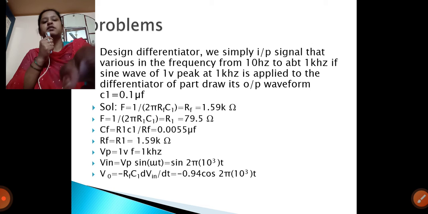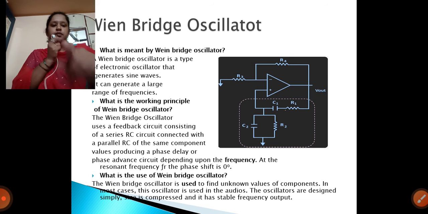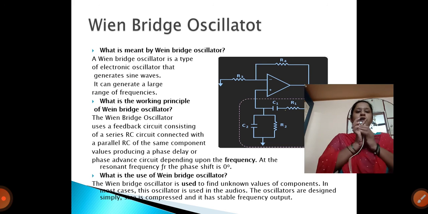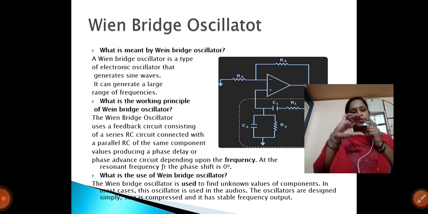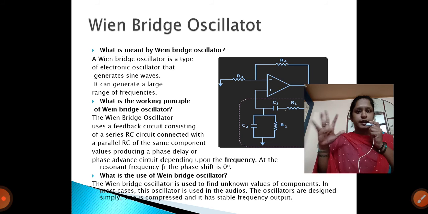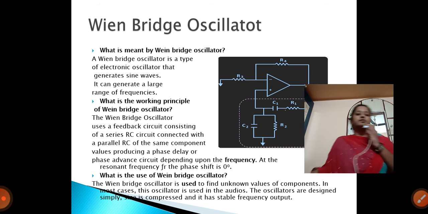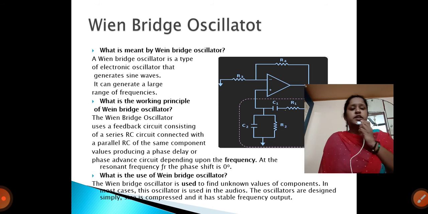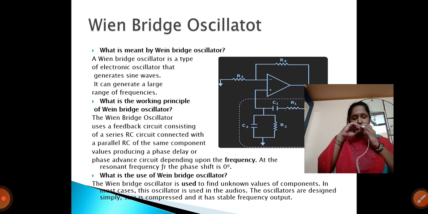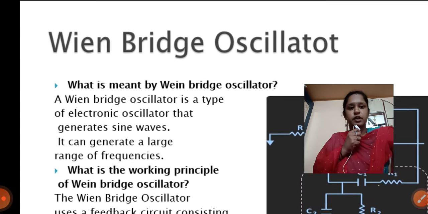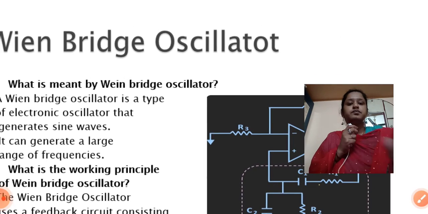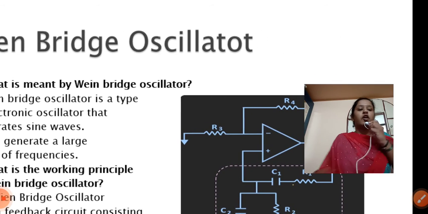Next is the Wien bridge oscillator. Wien is the name of the scientist. It looks like a bridge, and it is an oscillator. The Wien bridge oscillator is known for simplicity and stability, and is one of the most commonly used audio frequency oscillators. It is too fast, but the Wien bridge oscillator has a very important role.